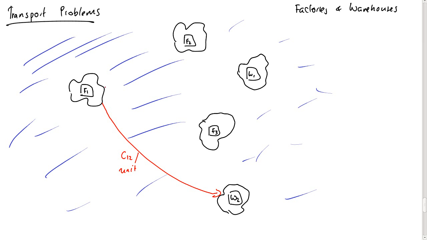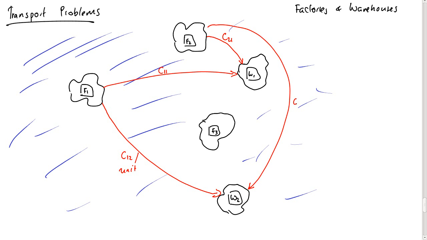To ship to warehouse 1 will be slightly cheaper, I guess, C11. To ship from factory 2 to warehouse 1 will probably be quite cheap, C21. Then to warehouse 2 we'll have a C22. And then factory 3 to warehouse 1 we'll have C31, and factory 3 to warehouse 2 we'll have cost C32.